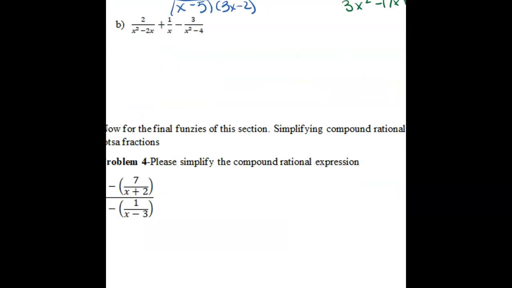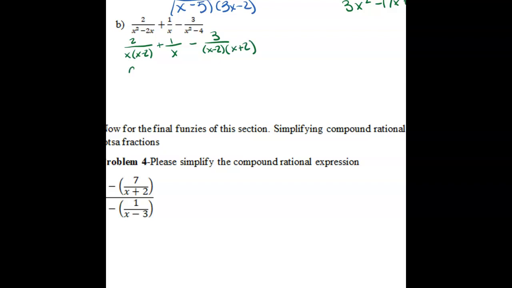On to the penultimate question. I've got 2 over x squared minus 2x, plus 1 over x minus 3 over x squared minus 4. So what I want to notice here is that I have x squared minus 2x. Those have a greatest common factor that I can factor out. So I've got 2 over x times x minus 2, plus 1 over x minus 3 over, this is a difference of squares, so I can factor that as x minus 2 times x plus 2.